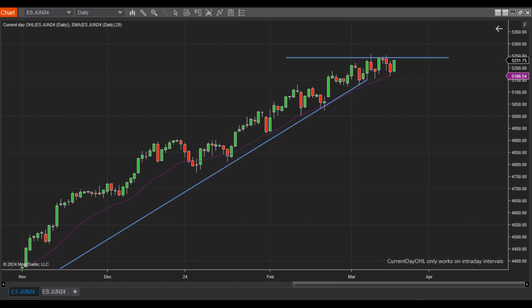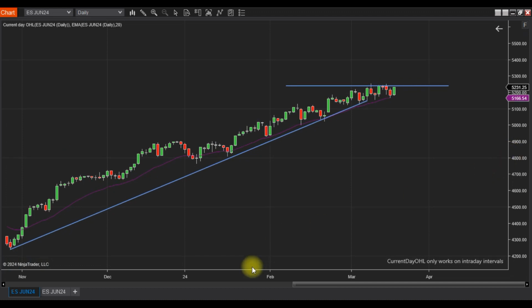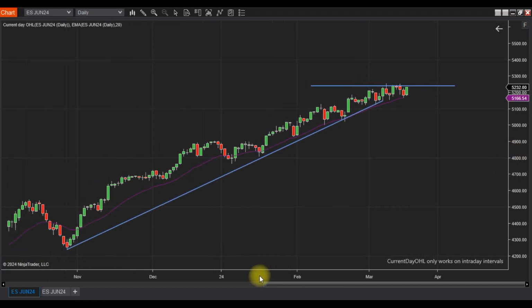Okay, so I have the ES charts up right now. Quick review. Remember, high to low, top to bottom, left to right. That's how we read things, right? That's how we read things in the English language. It's how we're going to read this. We have a big trend.